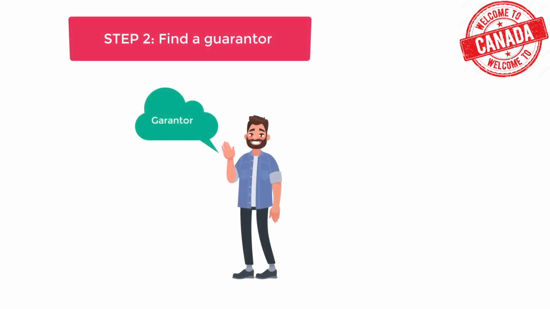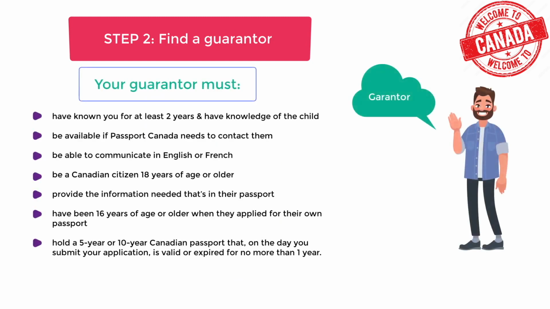Find a guarantor. When you, the parent or legal guardian, apply for a Canadian passport on behalf of a child, you will need to find a guarantor to sign the application and one of the passport photos. Your guarantor must have known you personally for at least 2 years, and must have knowledge of the child.